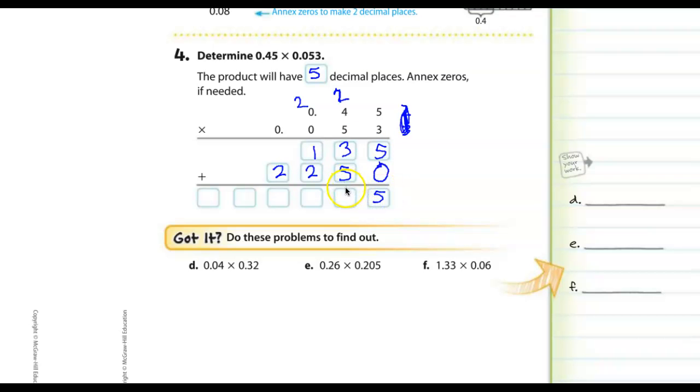5 plus 0 is 5. 3 plus 5 is 8. 1 plus 2 is 3. 2 plus nothing is 2. And so it looks like it's 2,385, but it's not, because remember, we have to move the decimal 5 places. 1, 2, 3, 4, 5. And in this case, we do have to annex 1 zero, and we can go ahead and add a 0 in front of that just for good measure.